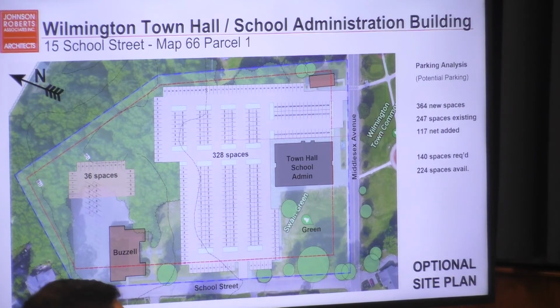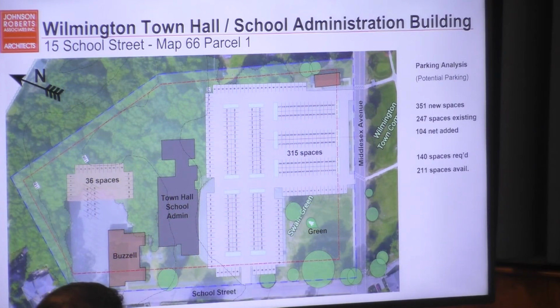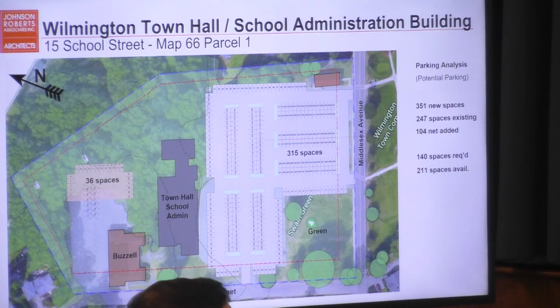Go back to the other slide. One more. Yeah, this seems a little slow. So if you were to take that and put it up in the front there, you might lose another 20 spaces. The other one said 117 net added, now we're at 104 net added. So yeah, we're talking about 13 parking spots.